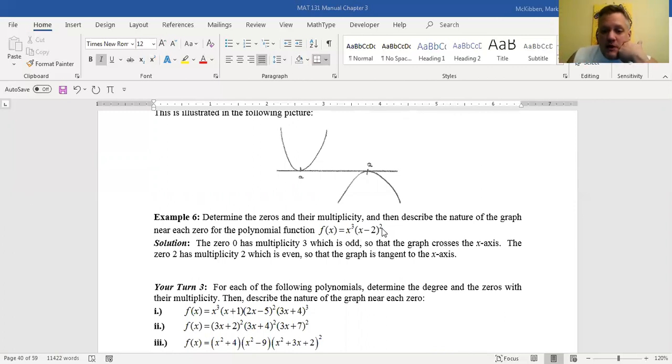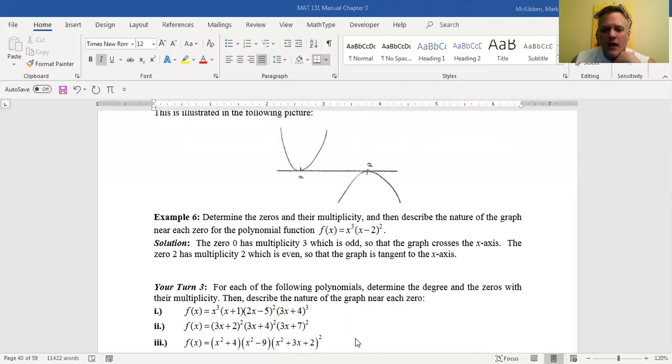It's going to swoop down like x cubed. The 0 corresponding to this guy is 2, and its multiplicity is 2. Right? And so we know that since the multiplicity is even, it's going to be tangent to the x-axis, like one of these. We don't know on which side. I'm not worried about that at this point. We just know that it's going to either look like this or like this at 2.